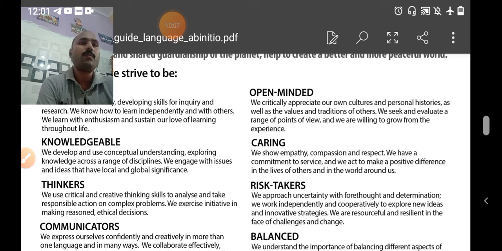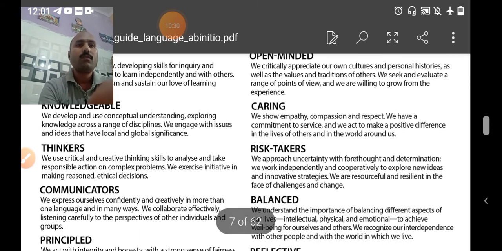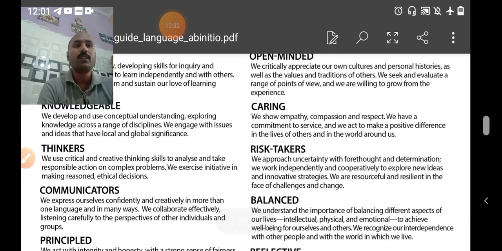If you are not open-minded, you will always try to impose your things on others, and then things will go wrong. It will not help you in the future, and the students will not be able to be global citizens. They could not accept the diversities of the world. Now, caring. One must care for others.